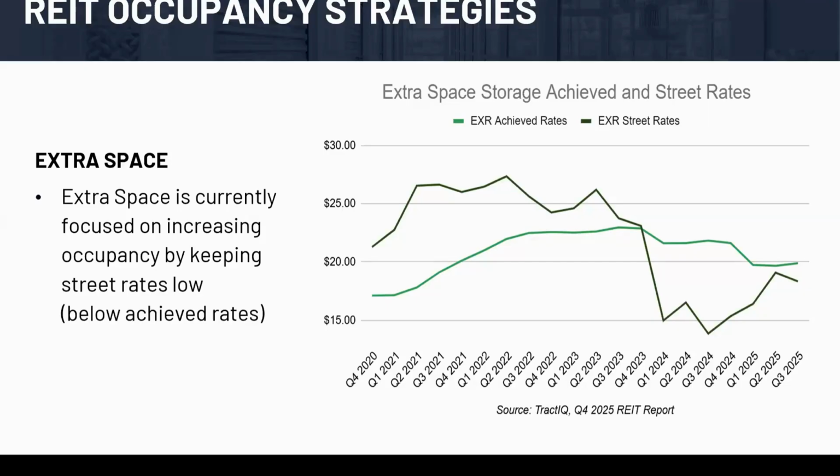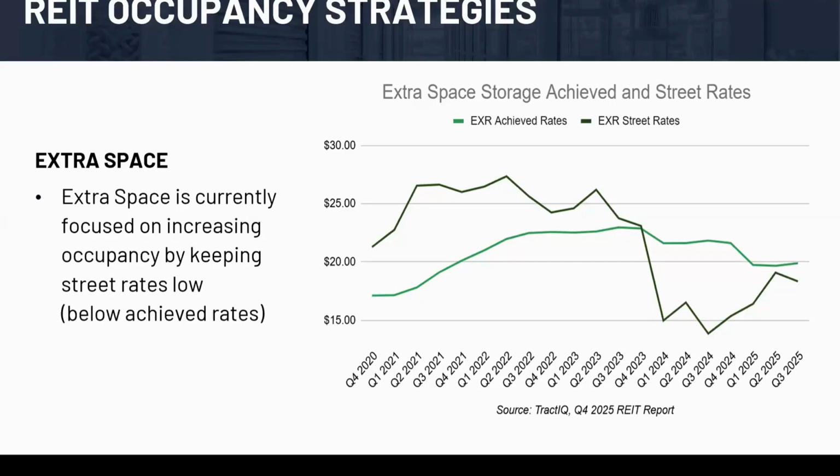We're going to look at Extra Space and CubeSmart in the next few slides and just set the scene here. So what you've got here is, since 2020, Extra Space's achieved rates versus their street rates. And what you can see is there's a couple things going on, especially with the Life Storage acquisition in 2023, 2024. But you can see the strategy: Extra Space lowered street rates pretty significantly as storage demand fell in favor of keeping their occupancies high.